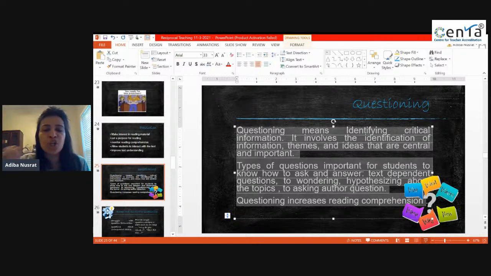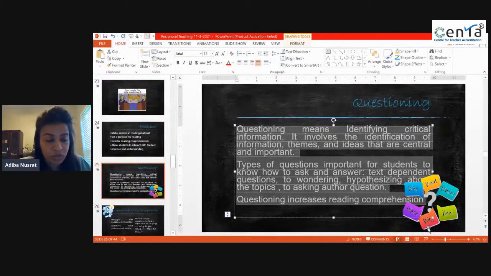When students know prior to reading that they need to think of a question about the text, they read with an awareness of the text's important ideas. They automatically increase their reading comprehension when they read and generate questions.